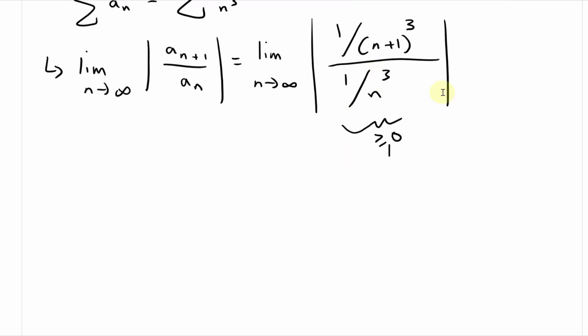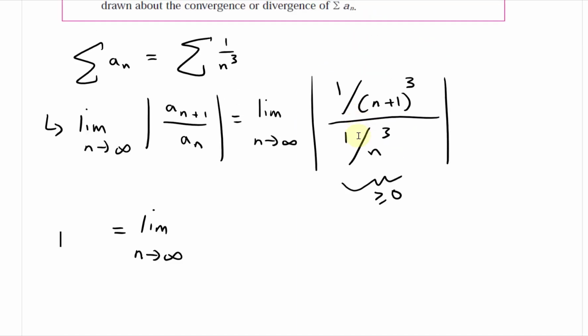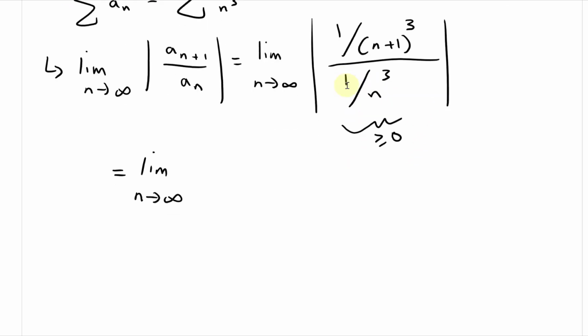So basically we don't need the absolute value, so we can just remove those. So this equals the limit as n approaches infinity, and we can remove the absolute value signs. Also, this is dividing by a fraction, so this one goes on top and this one goes on bottom. So this is the same thing as writing n cubed over n plus 1 cubed.